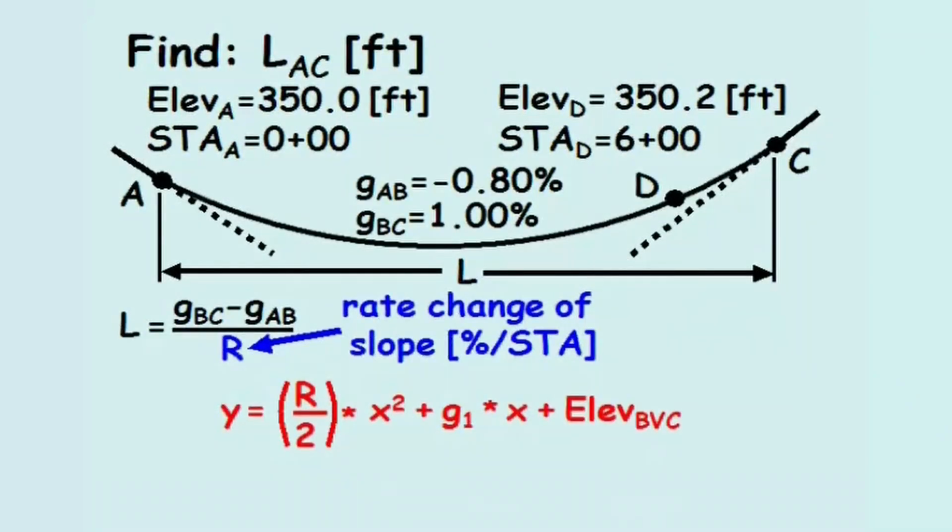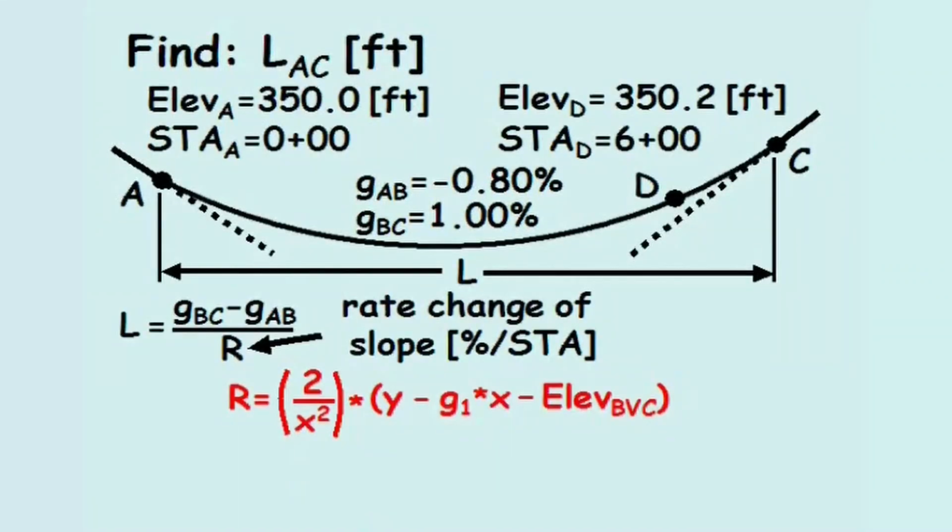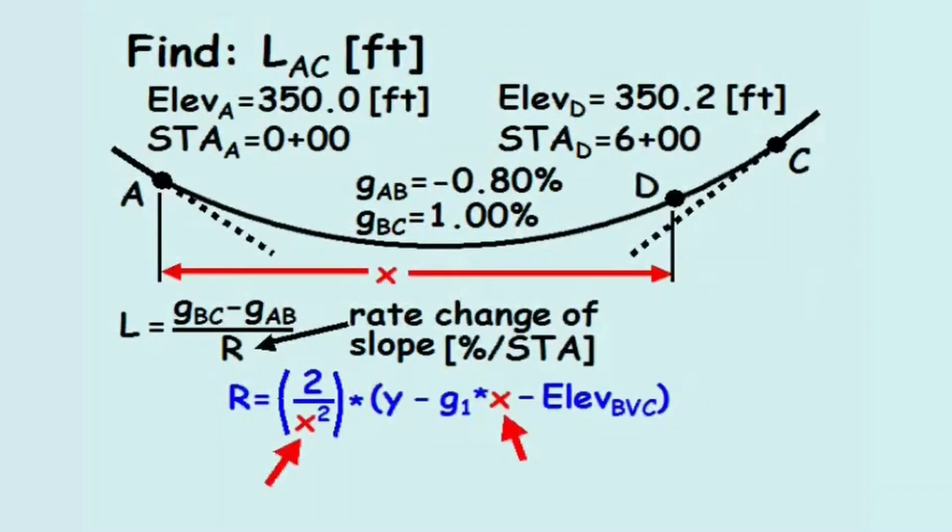Y equals R over 2 times x squared plus G1 times x plus the elevation at the beginning of the vertical curve. If we isolate the variable R, the equation for R becomes R equals 2 over x squared times the quantity y minus G1 times x minus the elevation at the beginning of the vertical curve. In this equation, the variable x refers to the distance from the beginning of the curve to the point of interest on the curve. From the figure, this point of interest is point D, since we have specific data for point D.